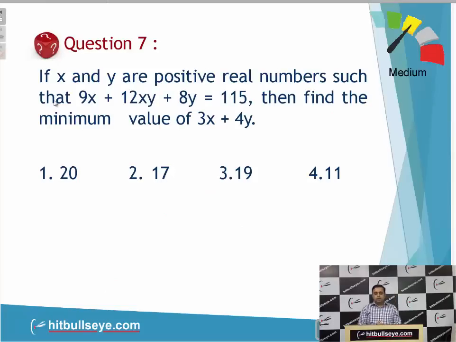In the next question we have x and y are positive real numbers such that 9x plus 12xy plus 8y is equal to 115, and we have to find the minimum value of 3x plus 4y. Now to solve such questions, we will try to factorize the left hand side of this equation. Let us try this.